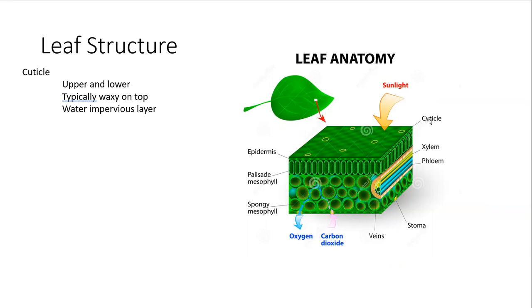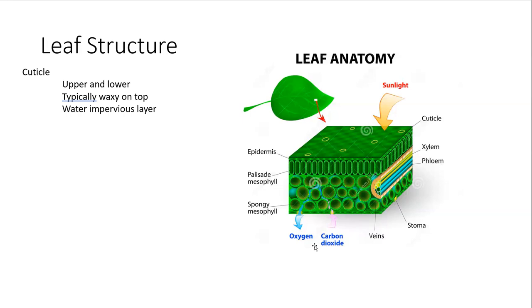to be starting with the cuticle. Okay, so the cuticle is on the upper and lower sides of the leaf, okay? Of course, around the margin as well. Typically, it's waxy on top. Now, this is an observable trait. Okay, so this is something we can see on the outside of the plant.